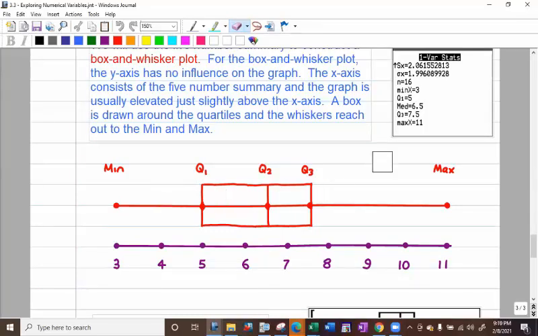So obviously if you see a box and whisker plot and you've got a really, really long whisker, that means you probably have an outlier there, because you're either stretching out far to the low side or you're stretching out far to the high side.